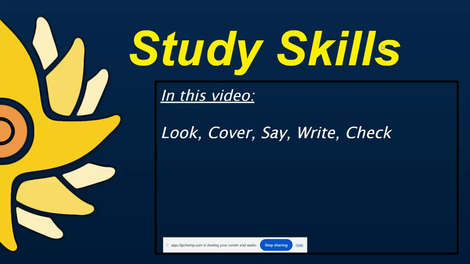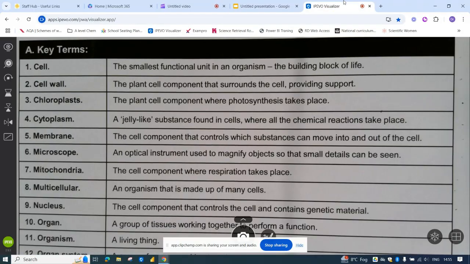Look, cover, say, write, check. For this particular study skill, we are going to have a look at a knowledge organizer. If you look at the screen now, we can see a biology knowledge organizer. And the task that we've got is to learn the first 5 keywords and key definitions.